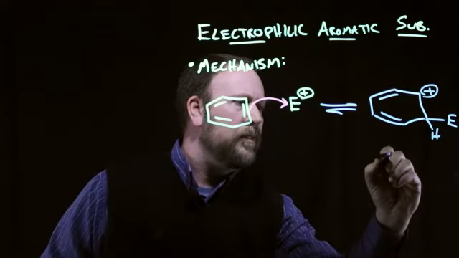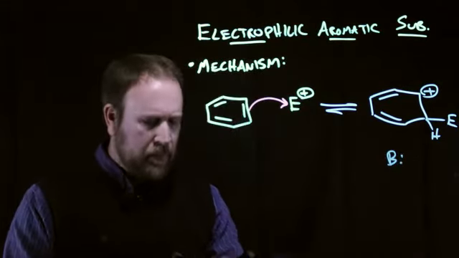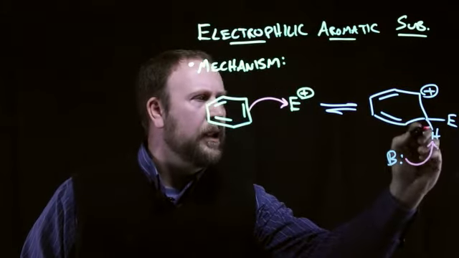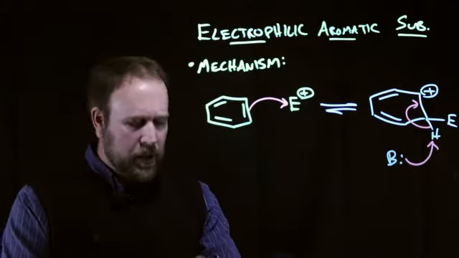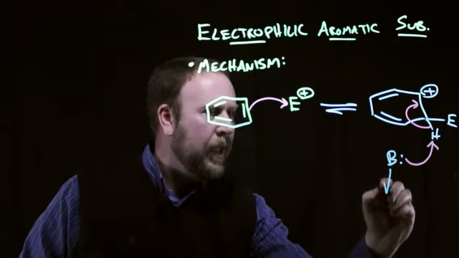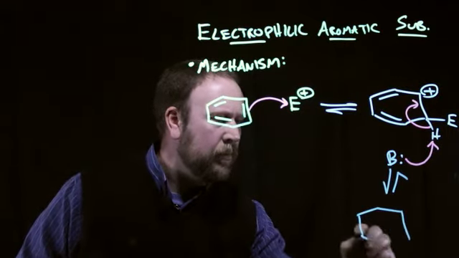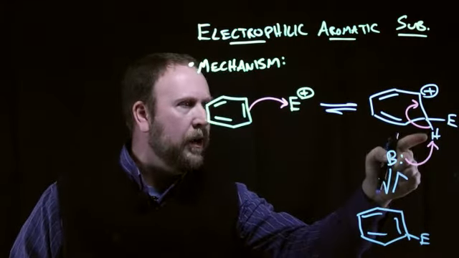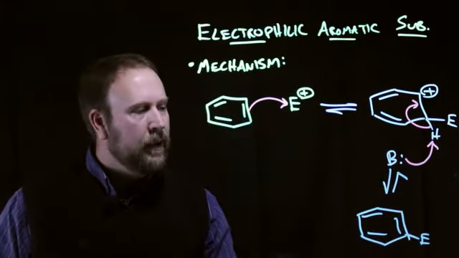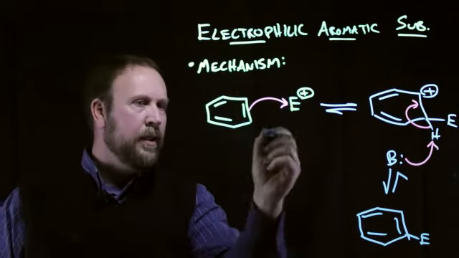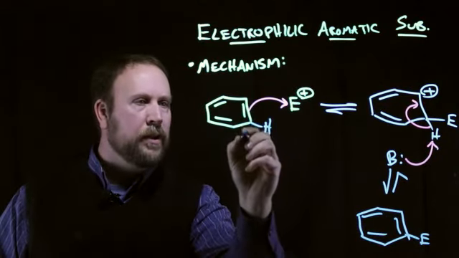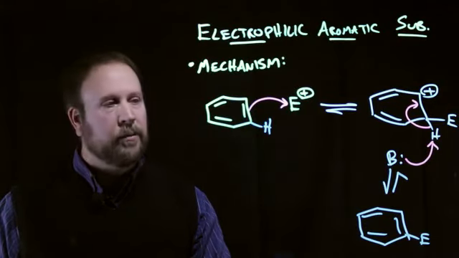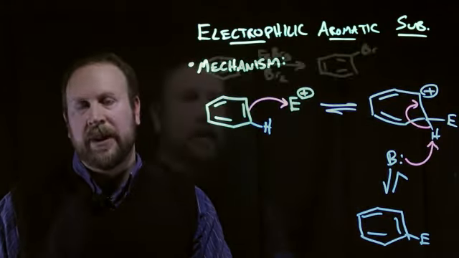In the second step of this mechanism, a base in solution is going to grab this hydrogen, and then these electrons are going to be used to remake that aromatic system. So we remove the hydrogen here in order to get that aromatic system back. And now we can see that we've replaced the hydrogen that was at this position with our electrophile. So this is a generalized mechanism for an EAS reaction. Let's look at a specific example next.